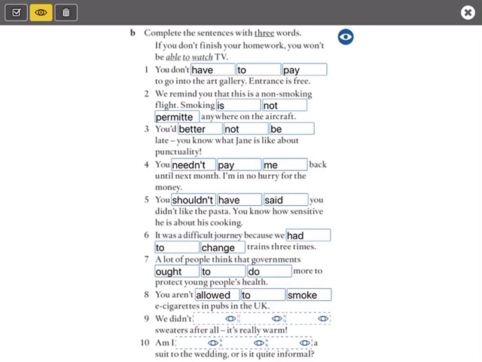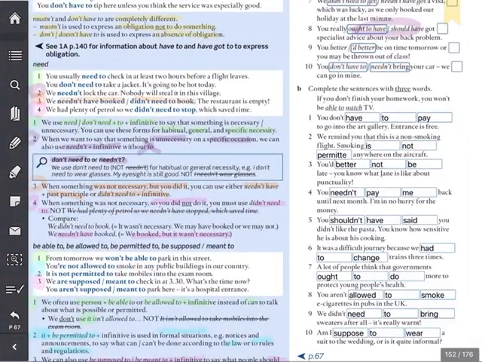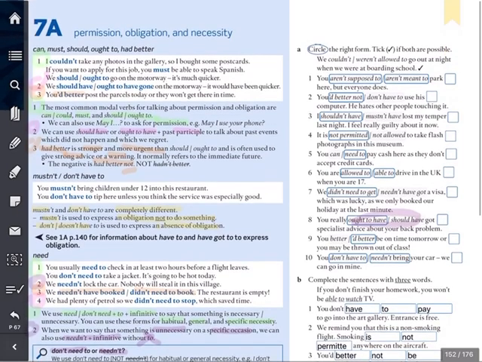Number 9, we didn't need to bring sweaters after all. It's really warm. And number 10, am I supposed to wear a suit to the wedding, or is it quite informal. Now, those are our exercises with permission, obligation, and necessity.